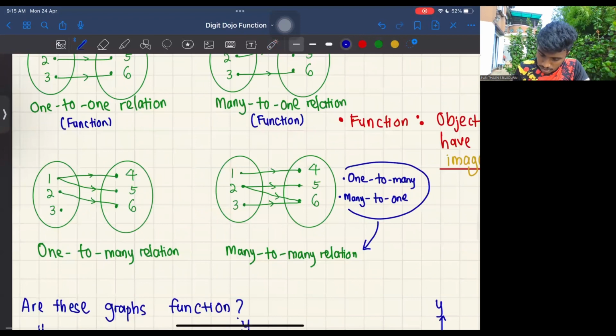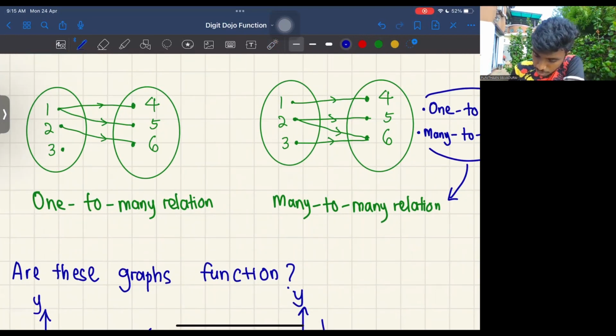Next, coming back to the third type of relation. Check here. Object 1 having the image 4, having the image 5. So one object is having more than one image in this relation. It's not considered a function. Not a function.